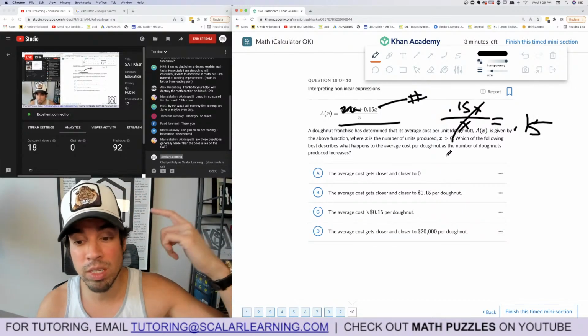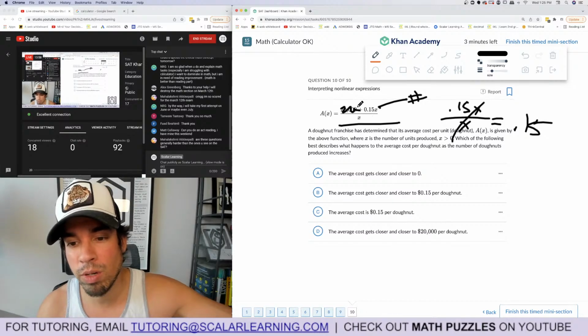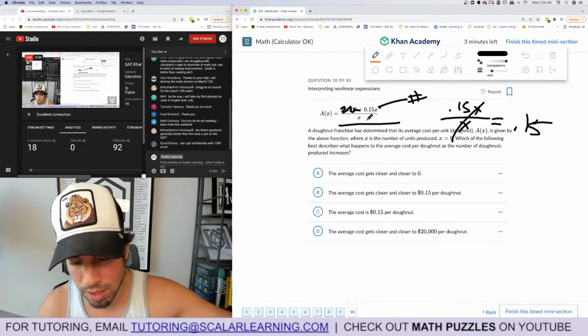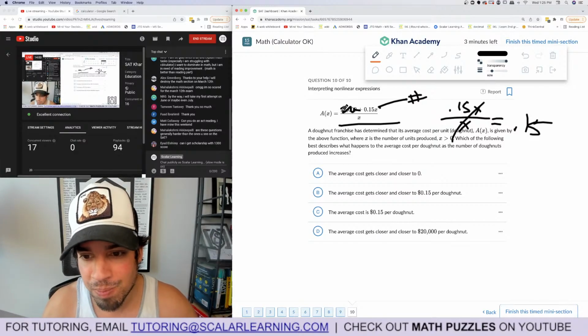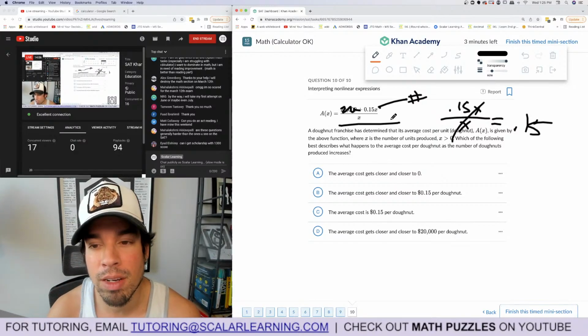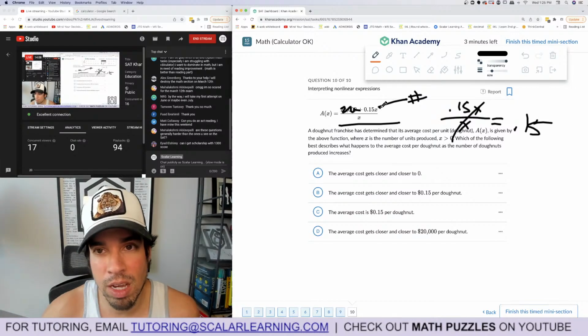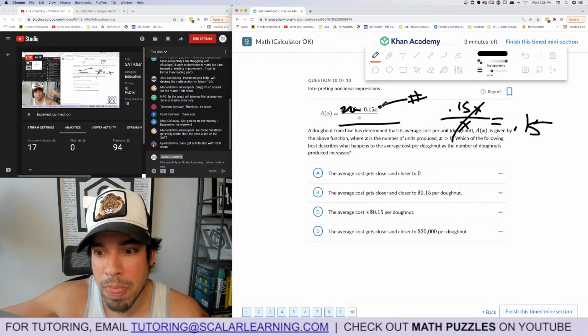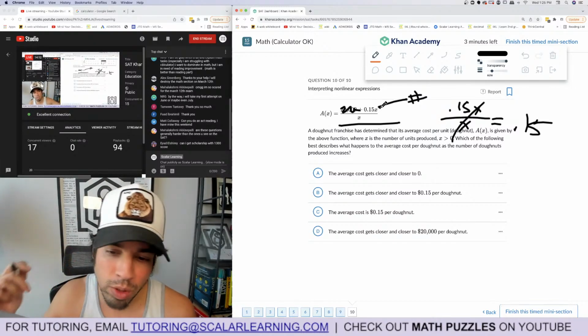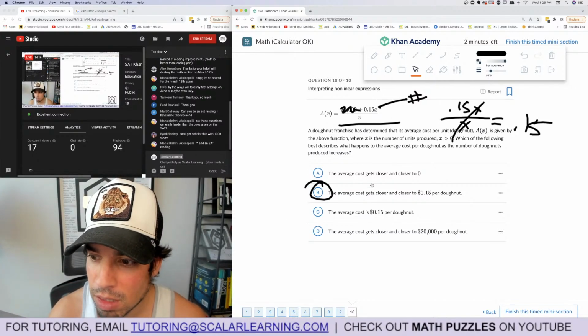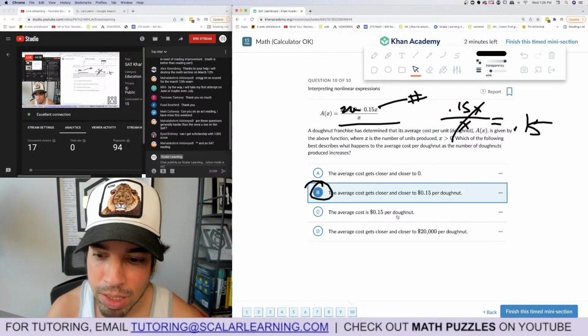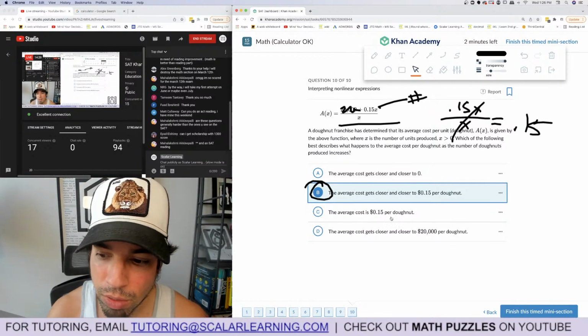Because we're talking about increases to huge amounts, right? That 20,000 is massively significant. But imagine if you produce 1 million donuts or 100 million or 1 billion, then that 20,000 is kind of like nothing, right? Because 0.15 times 1 billion is 150 million. So the 20,000 kind of goes away. So we're talking about getting closer and closer to 15 cents. It will never equal it exactly, but it'll get really close.